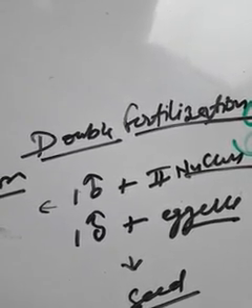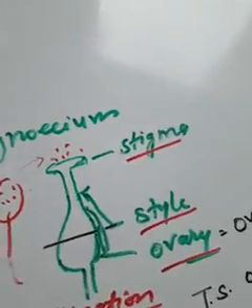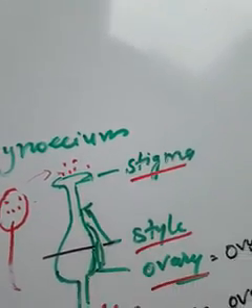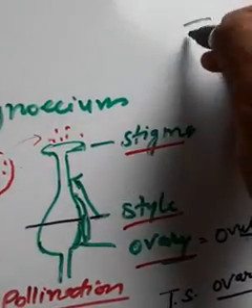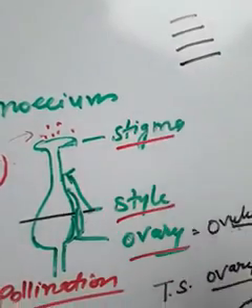That was the parts of the flower and their arrangement: calyx, corolla, androecium, gynoecium.